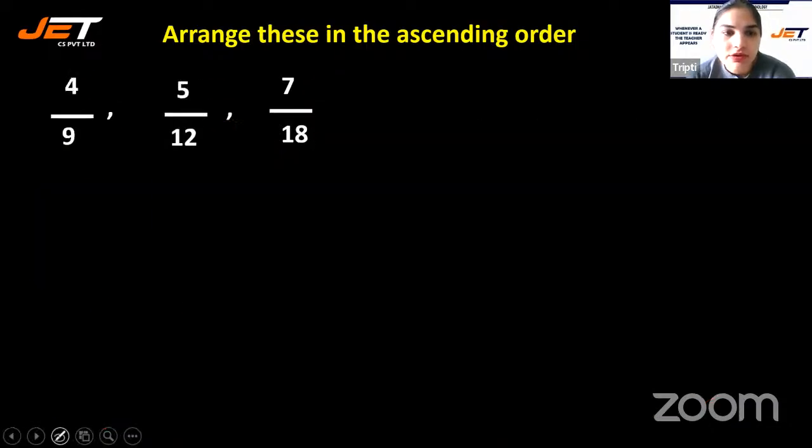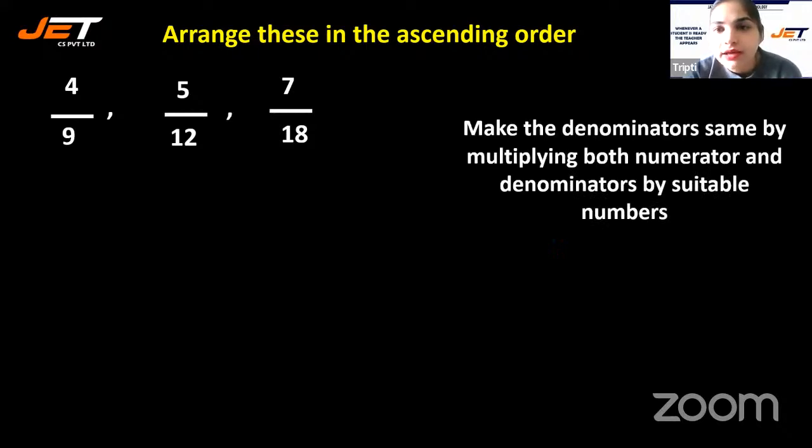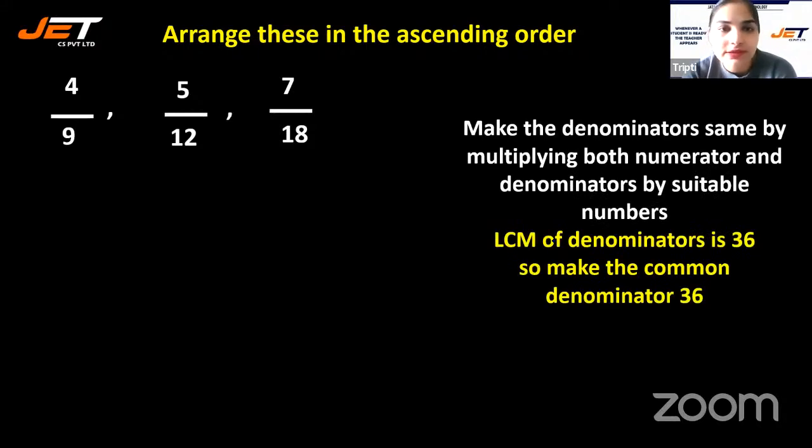So another question: 4 by 9, 5 by 12, 7 by 18. All these will be done in the same way. First you have to find the LCM because there are 3 denominators. Finding the LCM of 9, 12 and 18 gave me 36.